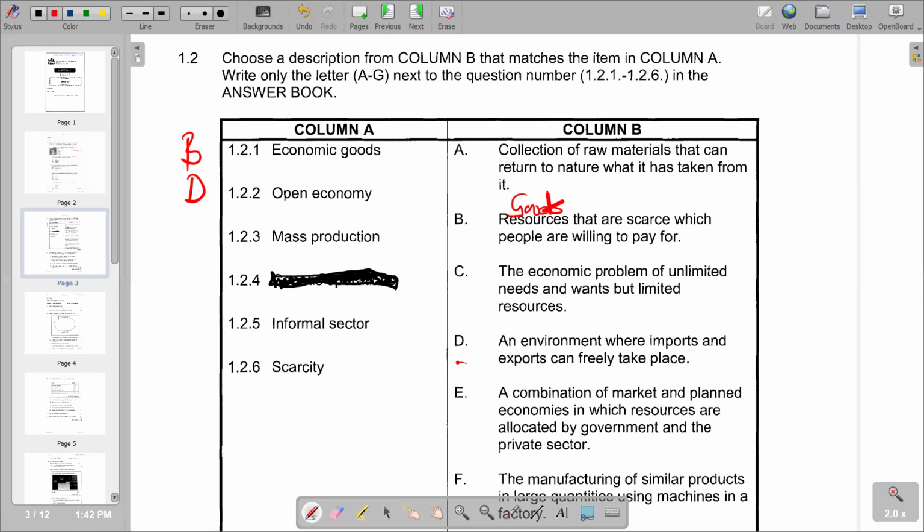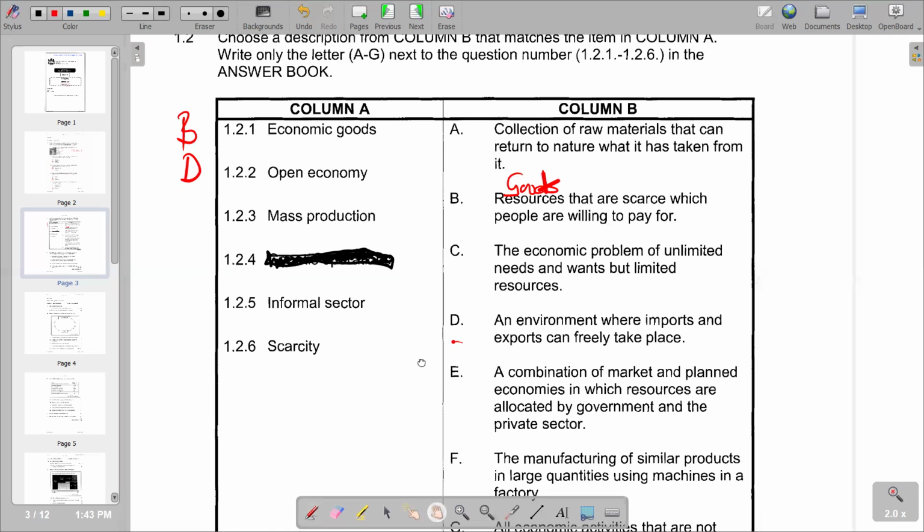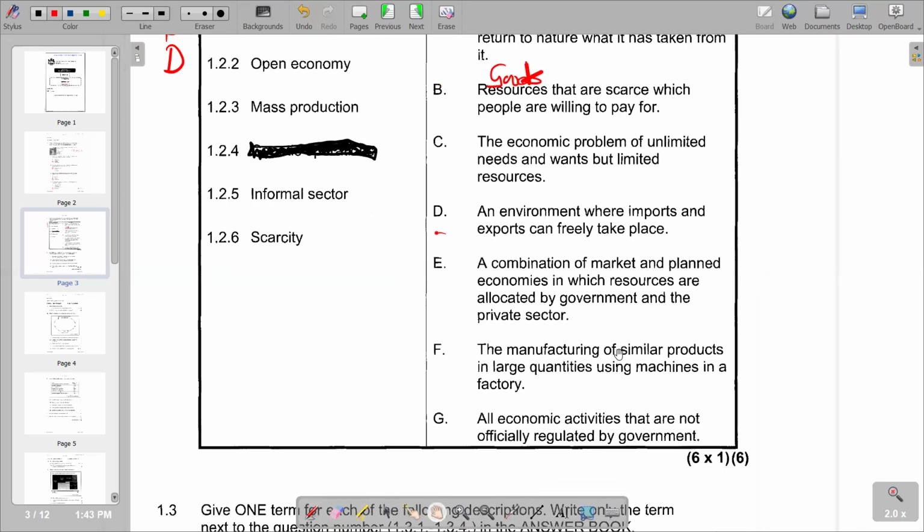Then we've got mass production. Mass production obviously is production in large quantities. So basically, we try to see again in column B where we have such an explanation, and we are seeing it in F, which is saying the manufacturing of similar products in large quantities using machines in a factory. So that is the response that we have.